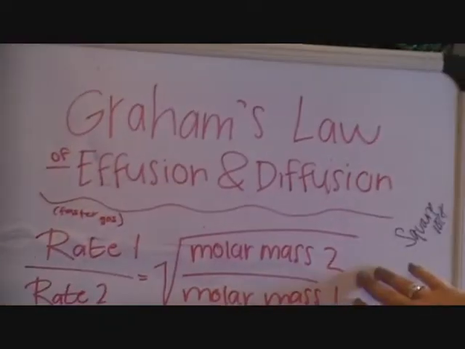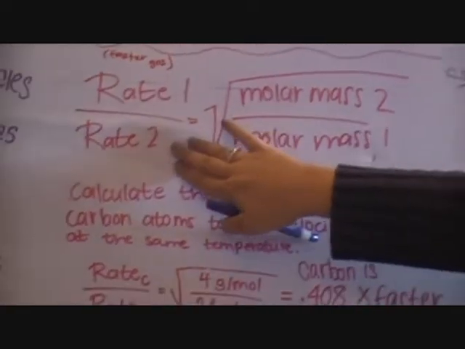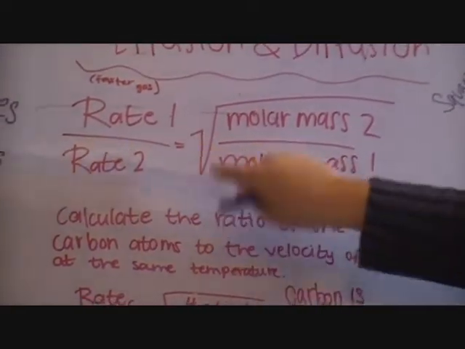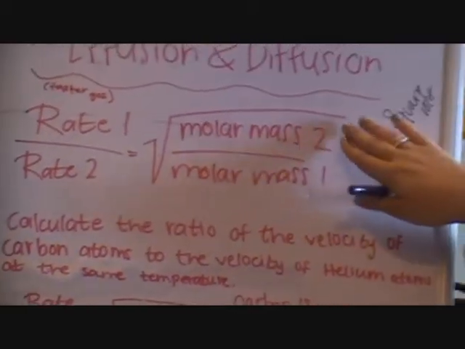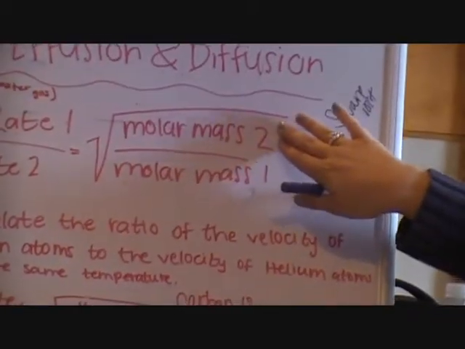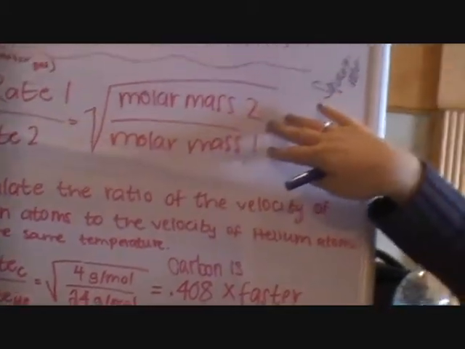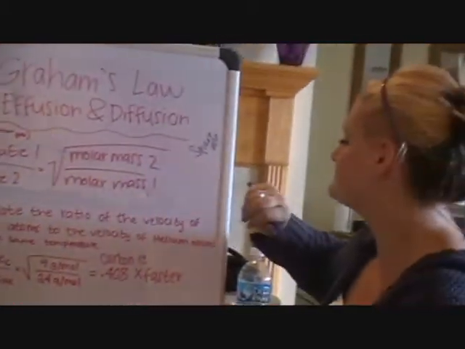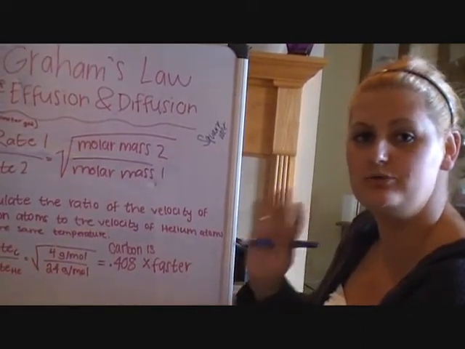Graham's law's equation is the rate of the faster gas over the rate of the slower gas, and you're going to square root the molar mass of the slower gas over the molar mass of the faster gas. And you have to remember when you're doing molar mass, if the element is diatomic, you have to make sure that you do the diatomic part.